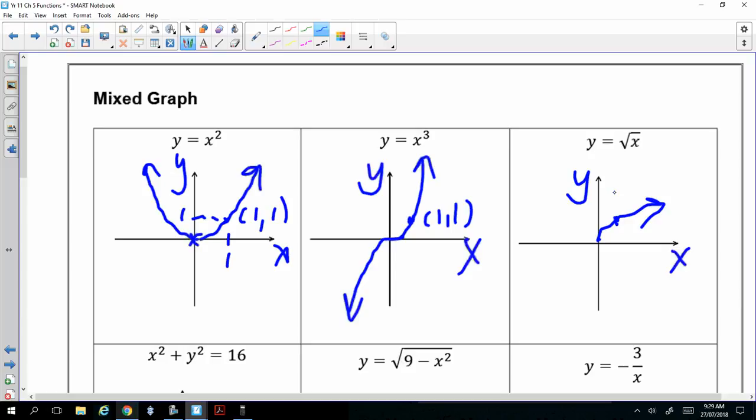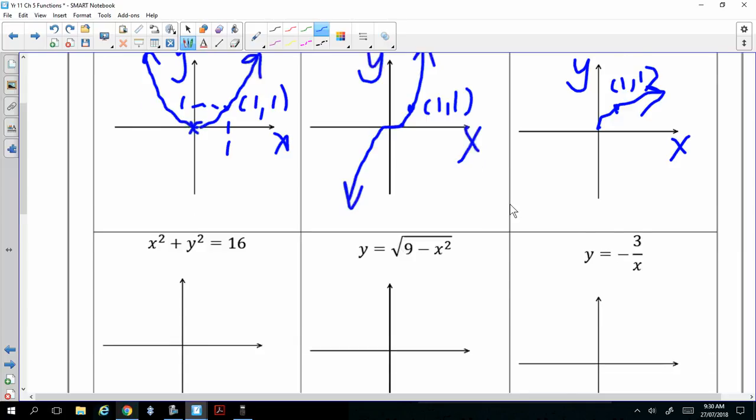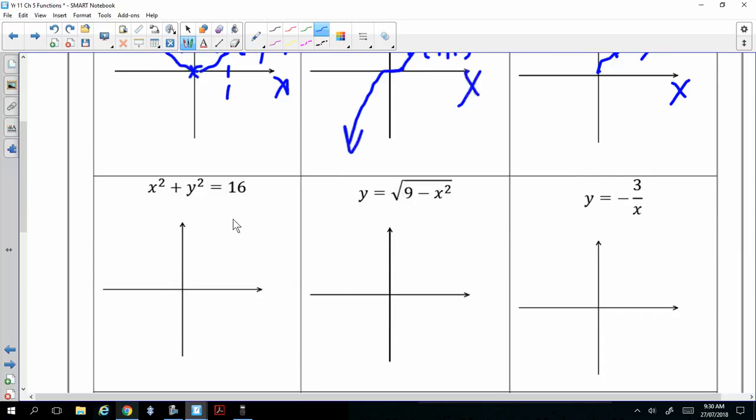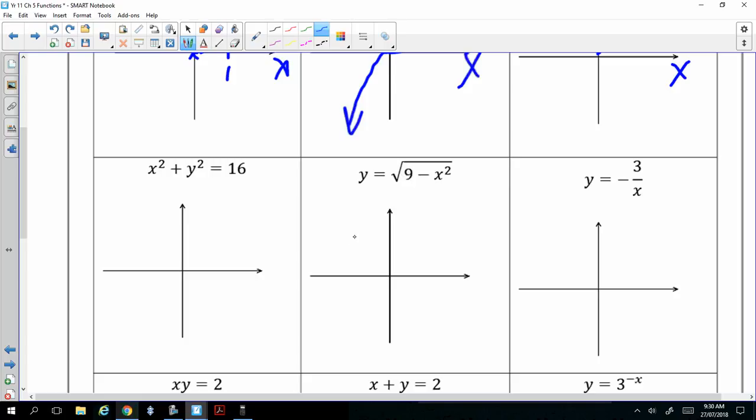Circle, radius 4. Okay. Radius 4. Okay, I'll slow down after this. Make sure you label the x and y axis. Okay, have a try.